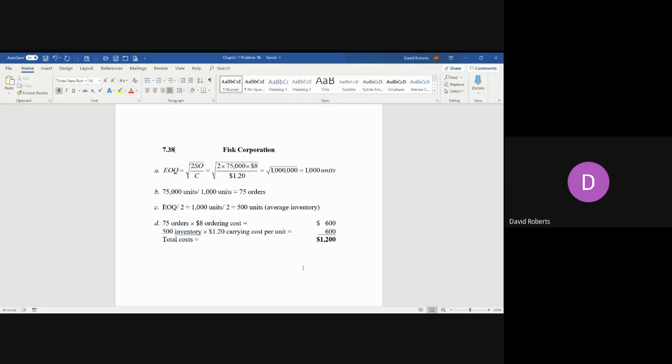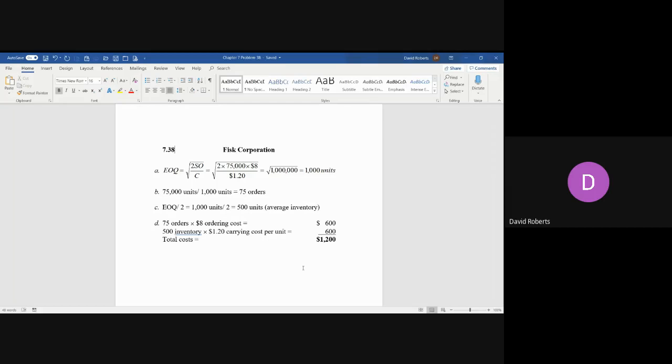In Part D of question number 38, in this particular case, the first line that they have is actually your ordering costs. You're going to place 75 orders a year, so the number you got from Part B. Each time you place an order is going to be $8. You have a total of $600 of ordering costs. You take the average inventory, the number you calculated in Part C, you multiply it by the carrying cost per unit per year of $1.20, and you also wind up with $600.